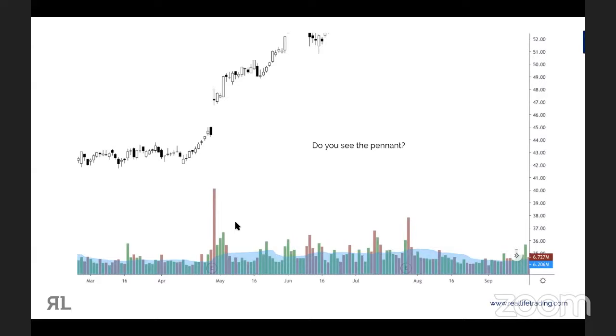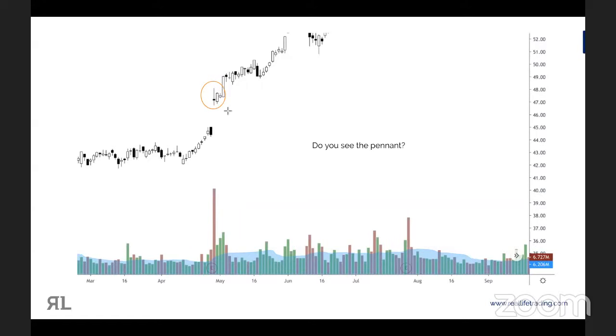Okay, my friends, on this particular chart, do you see the pennant pattern? Kelly says yes. Nice, Kelly. Well done. Memoir says yes. Edward says yes. Lucian says yes. Good. Sorry, I thought there was an arrow coming. There was not. This is the pennant pattern right here.